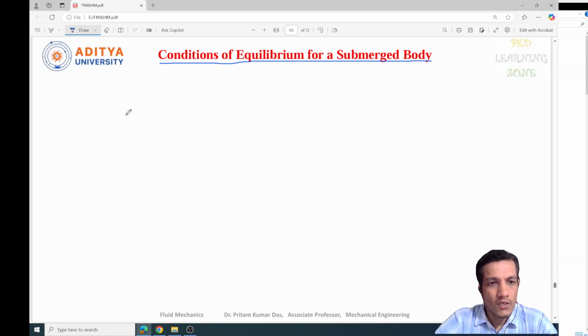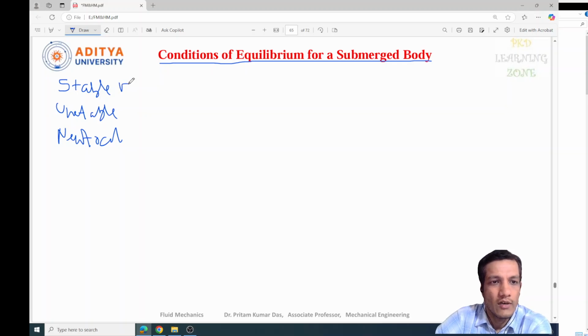So let's consider some conditions. Again, the conditions of equilibrium, as I told you previously, will be the same here also. One is stable equilibrium and one is unstable equilibrium. Another one is neutral equilibrium. So these are the three different types of equilibriums. This is stable equilibrium, this is unstable, and this is neutral equilibrium. So three different conditions are there. First we'll discuss the stable equilibrium.